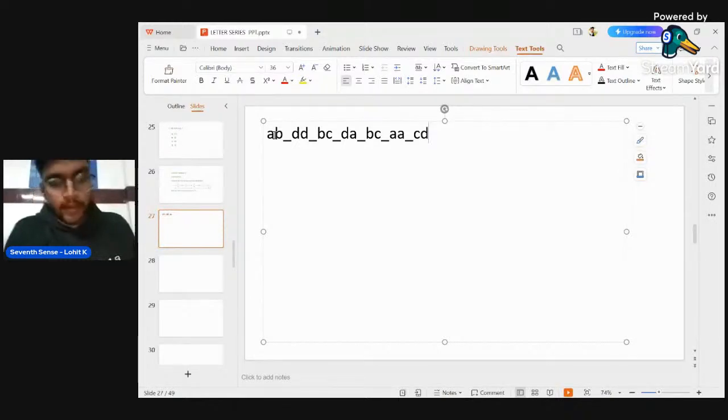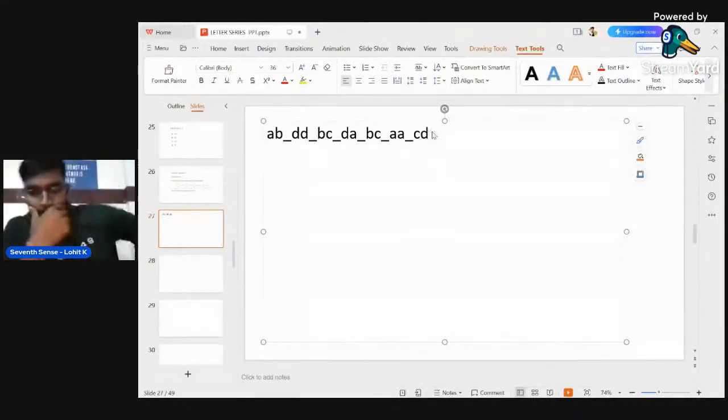We'll wind up this particular topic letter series with this particular question. So try to solve this. If you're not getting the answer by seeing the number of letters, try to split that particular sequence into the multiples of the total number of letters. Do like that. It will be much easier. C A.